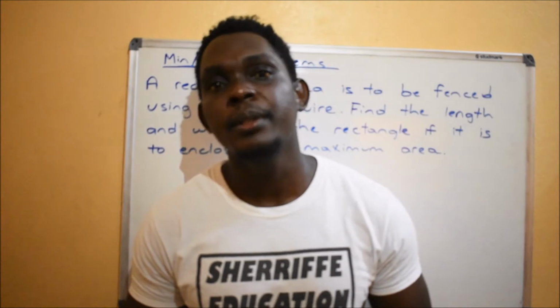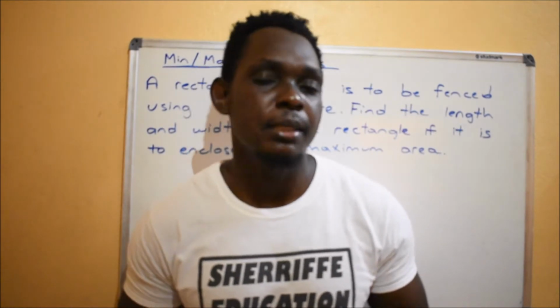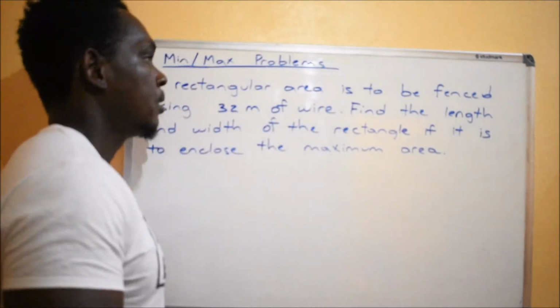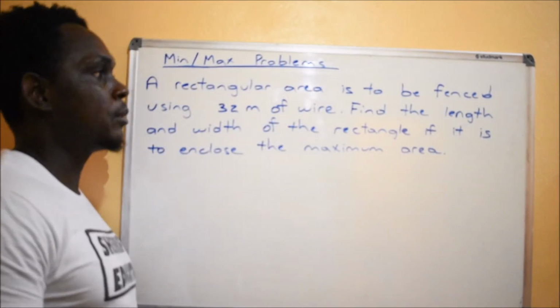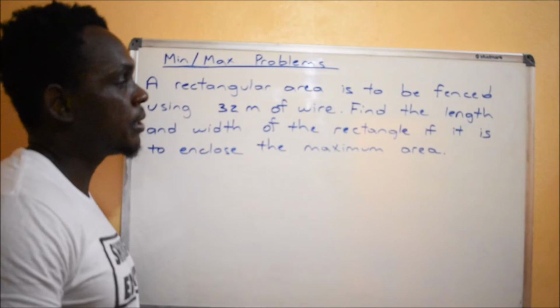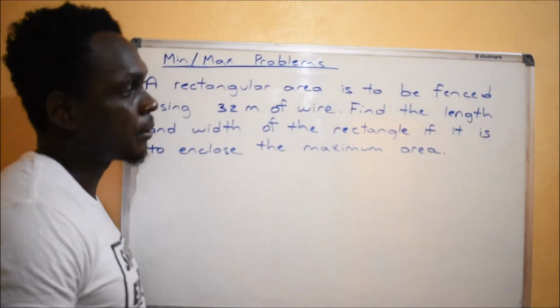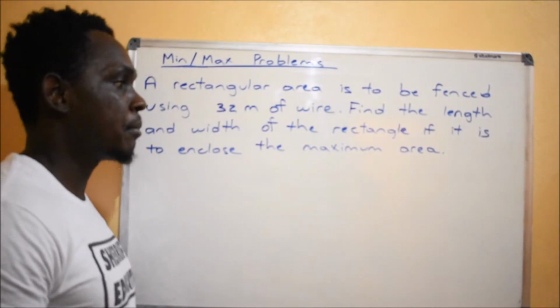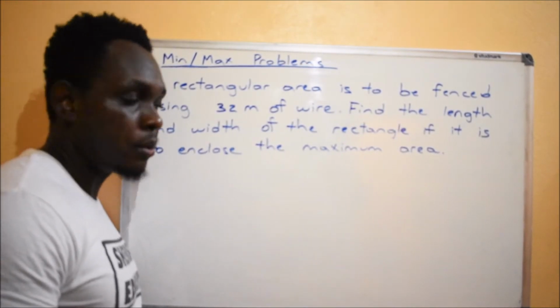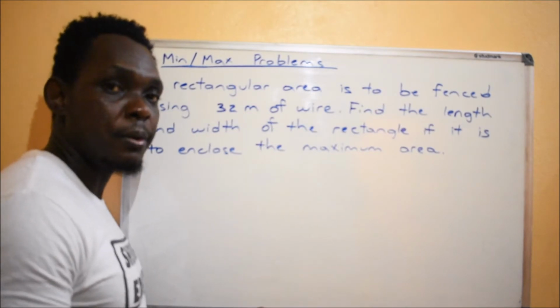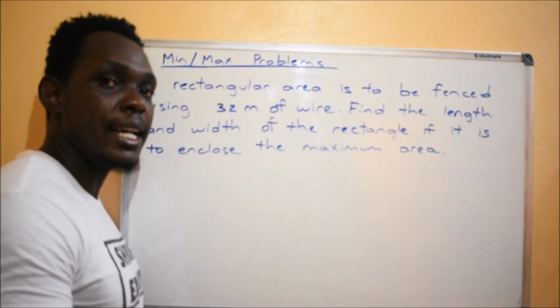Welcome to another video. In this video, we'll be doing a maximization/minimization problem. A rectangular area is to be fenced using 32 meters of wire. Find the length and width of the rectangle if it is to enclose the maximum area. Now, this follows from the previous video where we looked at max min.